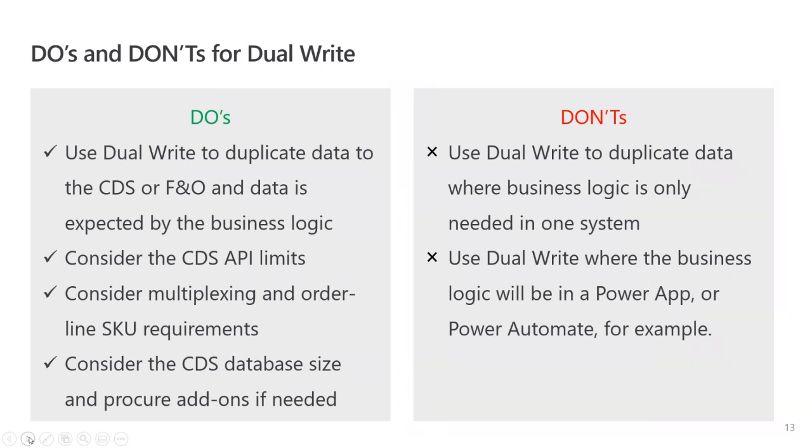Some things not to do with dual-write: don't use it to duplicate data where your business logic is only needed in one of those systems, or where your business logic is going to be added into a Power App or Power Automate. If you're going to build the business logic into your app, then we don't have a dependency on that data existing, because I can query that data using virtual entities, and that would be a more cost-effective way. So consider using dual-write only when that data is really needed by the business logic that you're writing.